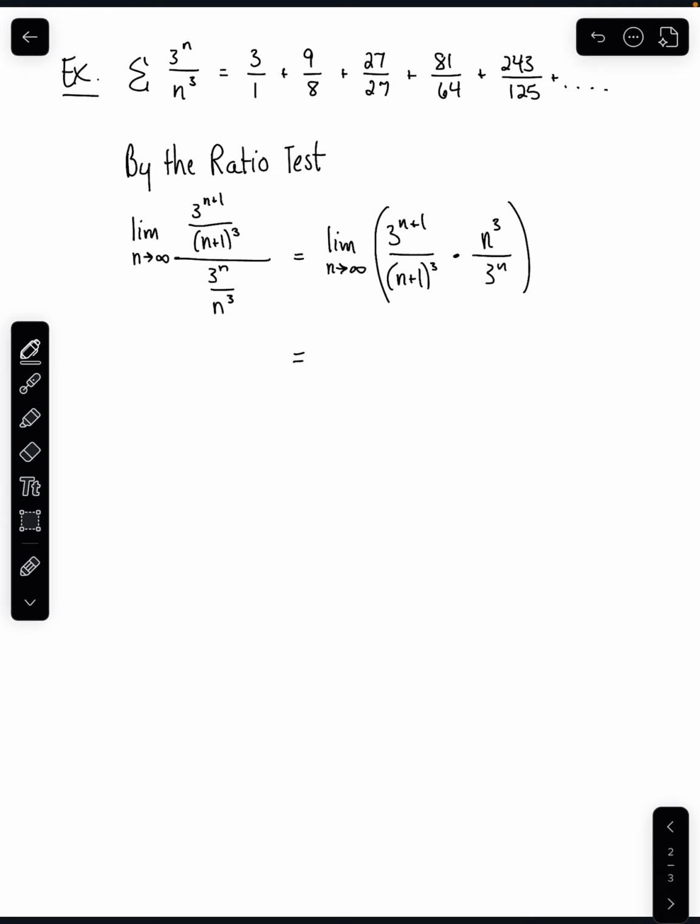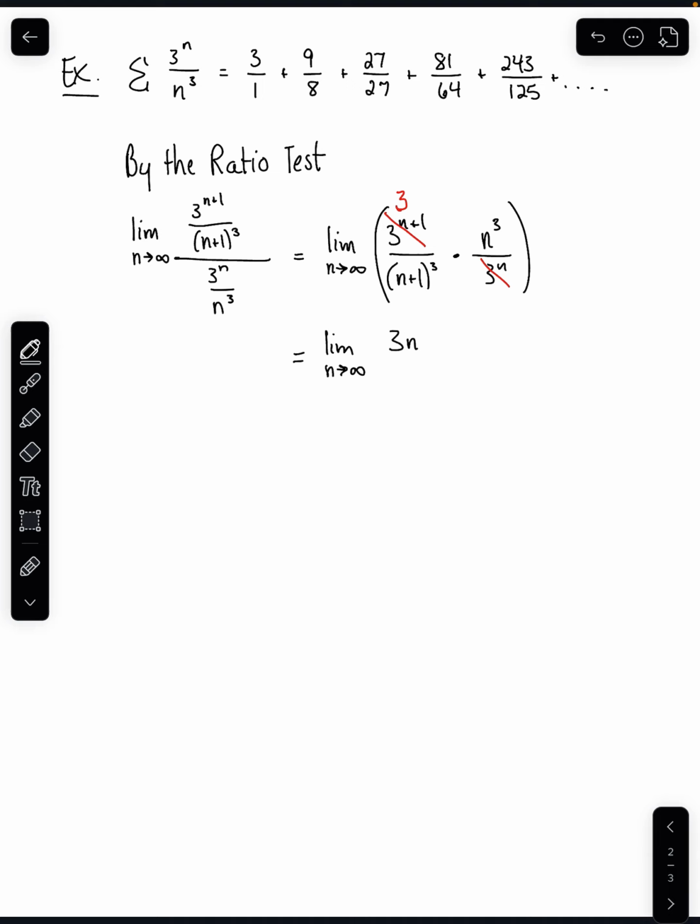Now there is some cross-simplification that can go on here. The more obvious situation is the 3 to the n plus 1 in the numerator with the 3 to the n in the denominator. 3 to the n plus 1 is literally one more factor of 3 than what we would have in the denominator. So they would simplify to having a single factor of 3 left in the numerator.